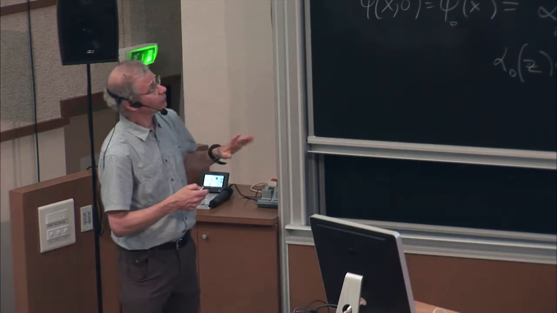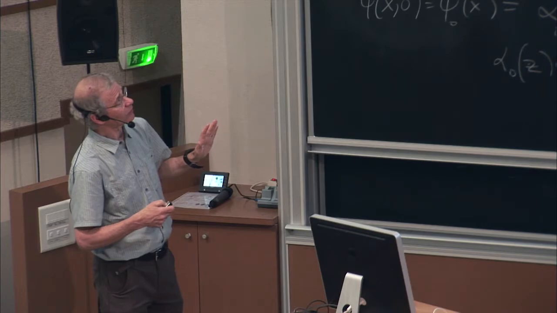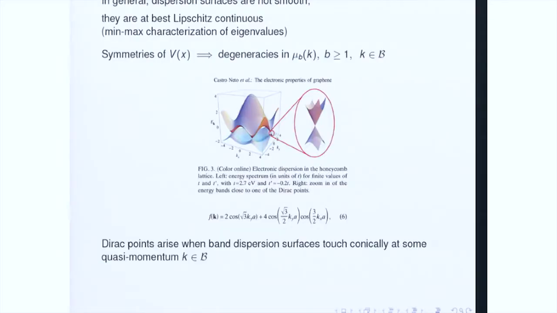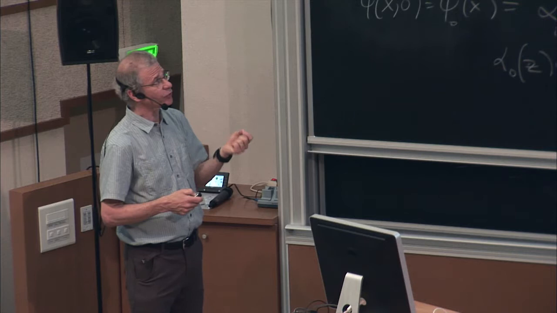So one could make that argument very precise: the eigenvalues are at best Lipschitz functions. And in fact, you do get conical singularities. You do get Lipschitz behavior. So what this is a picture of is the intersection of two surfaces.